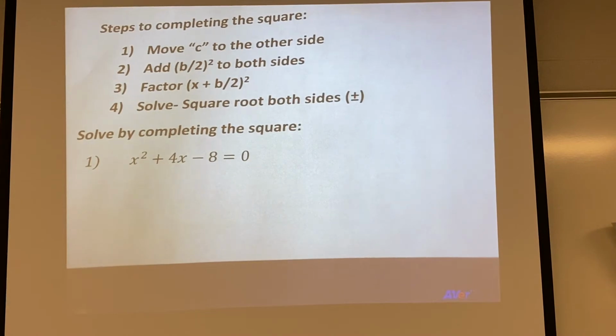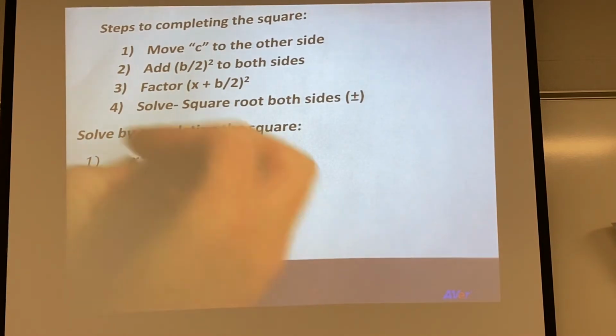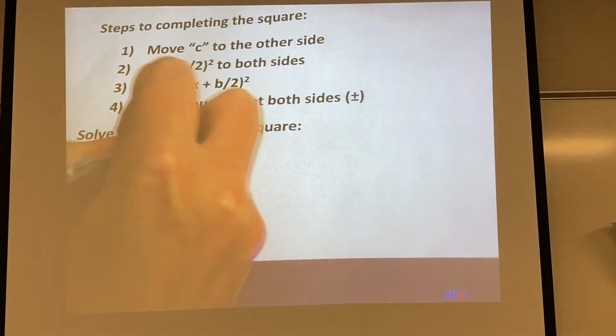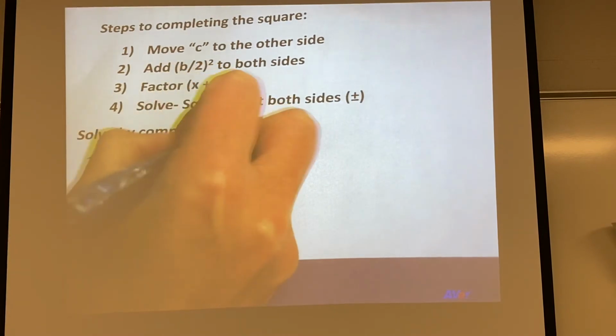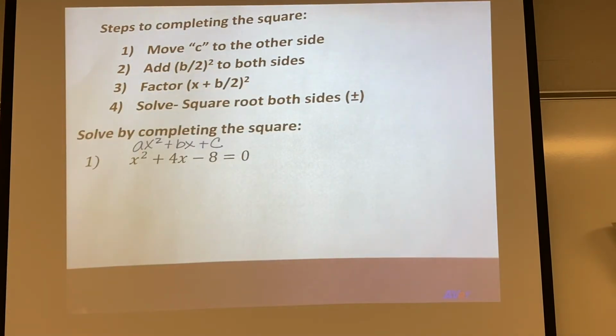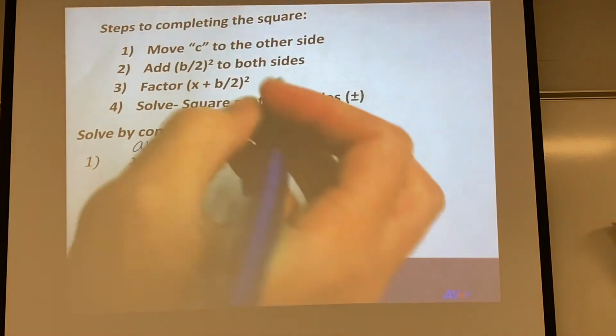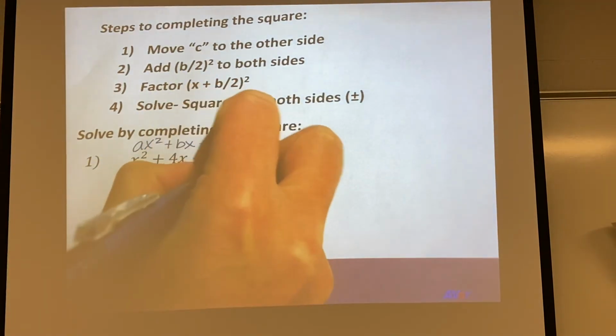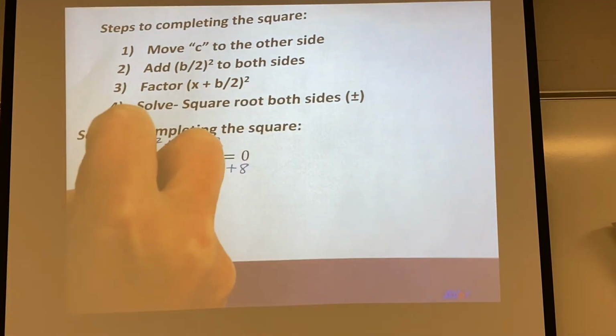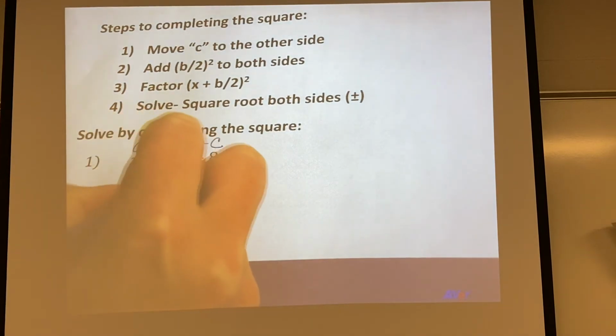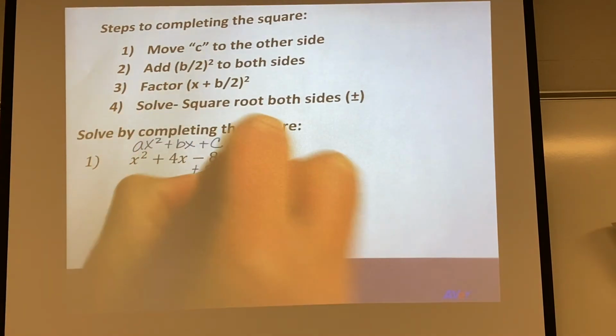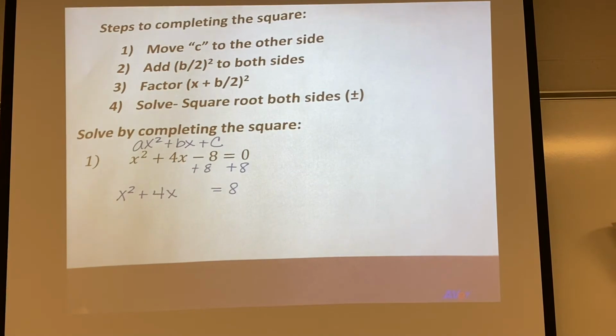Okay, so step 1, move our c value to the other side. So this is ax squared plus bx plus c right here. So this is our c value. We're going to move it to the other side. So add 8. So we have x squared plus 4x equals 8. And you'll notice I left a little blank after the 4x. That's because we're going to fill it in with something here in a minute.